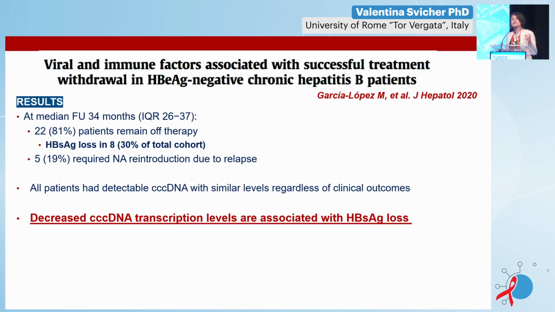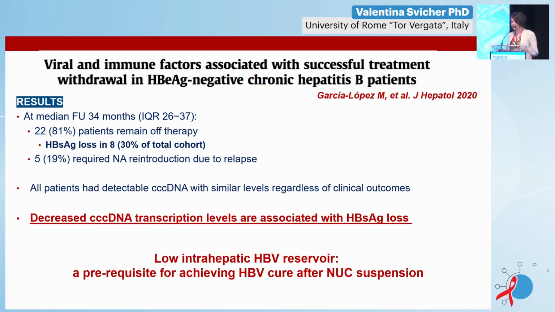This study is interesting since it has the advantage of having analyzed liver biopsies at the time of NUC suspension. The authors found that a reduced cccDNA transcriptional activity at the time of NUC suspension correlates with an increased probability of achieving HBsAg loss, suggesting that a limited intrahepatic reservoir is a key factor promoting the achievement of HBV functional cure.